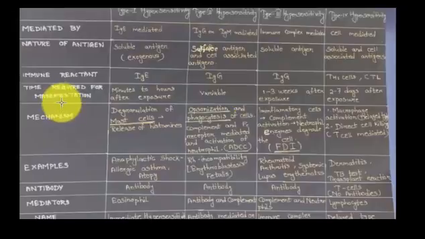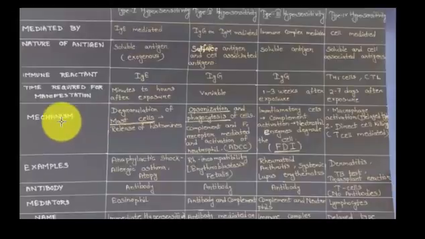Then the fourth point is the time required for the manifestation. In type 1, as we all know, it is also called immediate hypersensitivity. So it takes minimum minutes or hours. In type 2 hypersensitivity reaction, the time is totally variable. In type 3, it takes 1 to 3 weeks after exposure. In type 4, it takes 2 to 7 days after exposure.